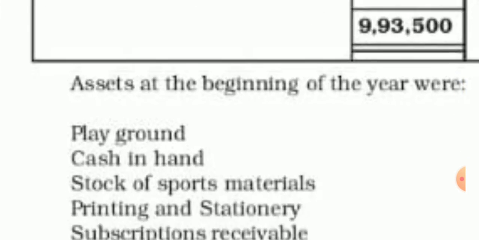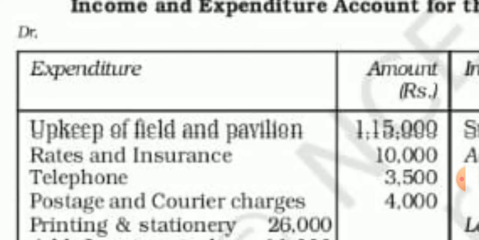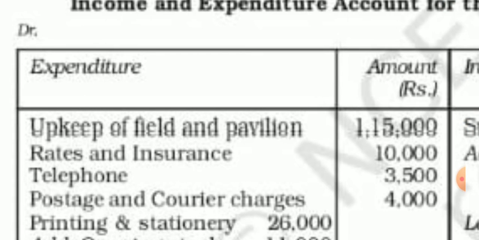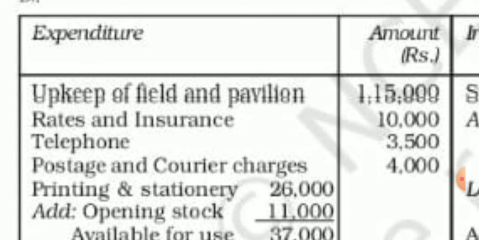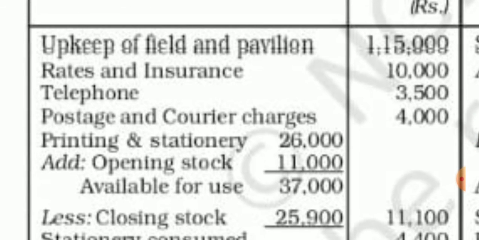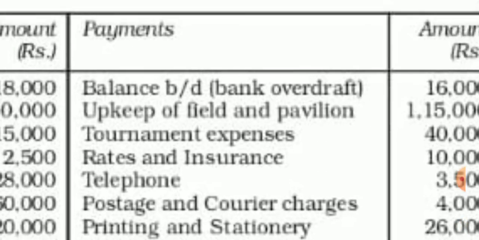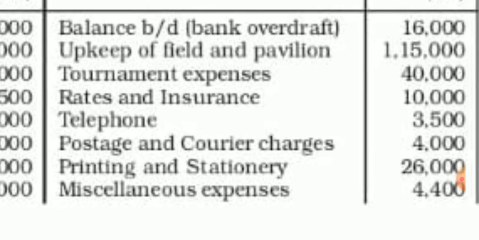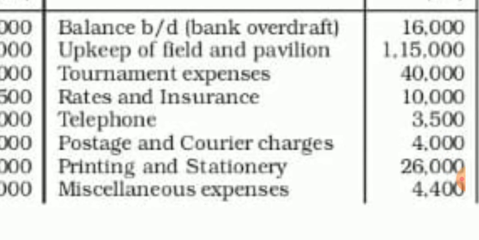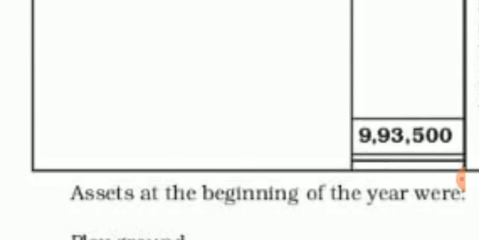Now start solving the question. First, upkeep of the field and pavilion 1,15,000, then rates and insurance 10,000, telephone 3,500, then postage and courier charge 4,000. These are all given on the payment side, so we are showing them on the expense side of the income and expenditure account.